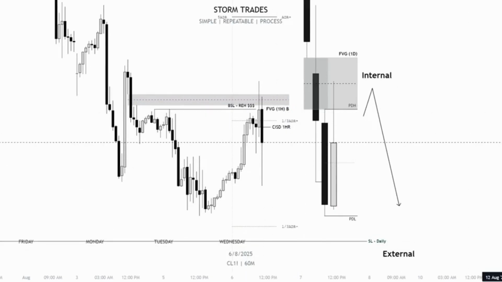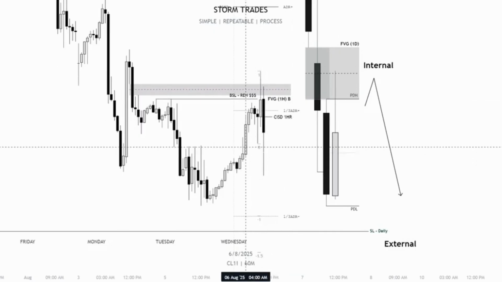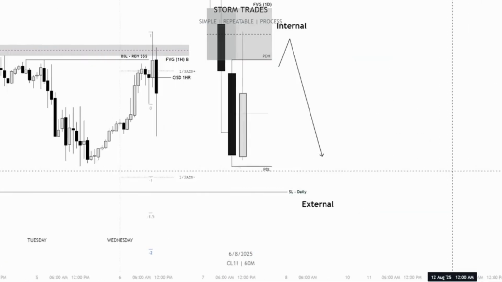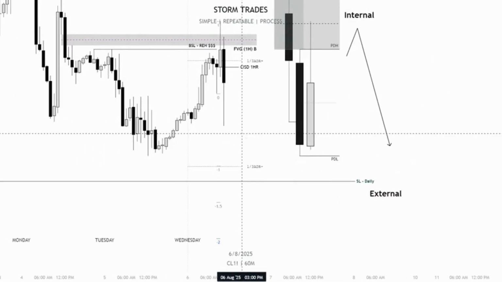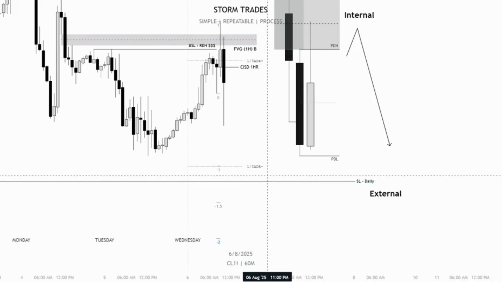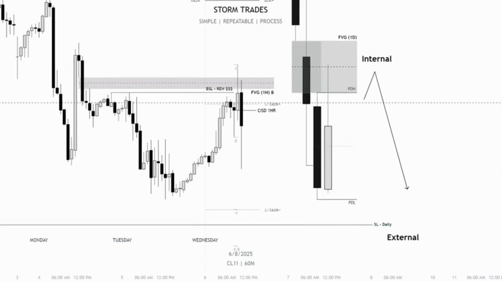Now, when I have a clear change in state of delivery on the hourly, I will run a fib from the swing high to the swing low, and see if that matches up with anything. So the first low-hanging fruit we have with the standard deviation levels is the -1 to -1.5. And if you look, that lines up nicely with the 1/3 ADR. I like what I'm seeing.